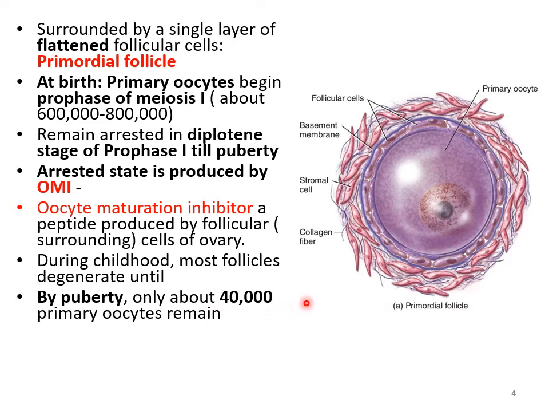primary oocyte. Now, during childhood, what else happens? These primary oocytes, even if they are arrested in prophase 1, many of them will degenerate until by puberty only about 40,000 primary oocytes will remain. And during a woman's reproductive lifespan, only about maybe 500 will have a chance to ovulate. So you can imagine how drastically the number is going to be reduced.